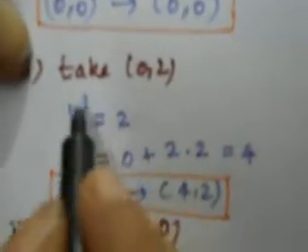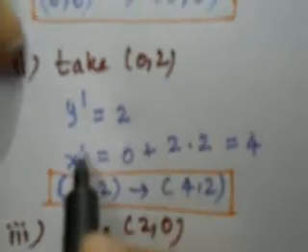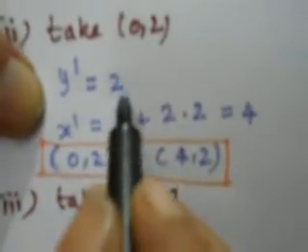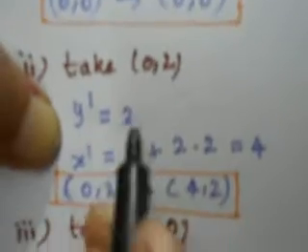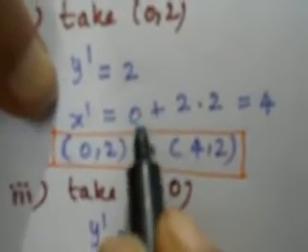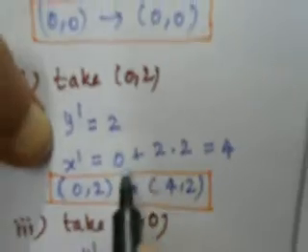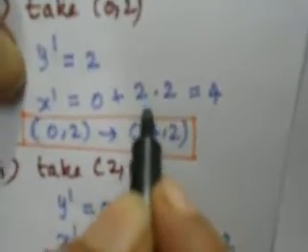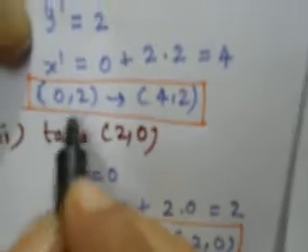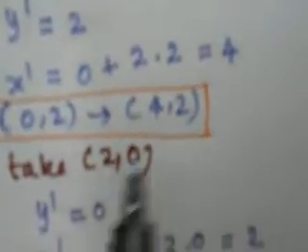Now we go to the next point, 0, 2. Here x is 0, y is 2, y dash is equal to y, which is 2. x dash is equal to x, here 0, plus SHX 2, y 2, 2 into 2 is 4. So 0, 2 becomes 4, 2.